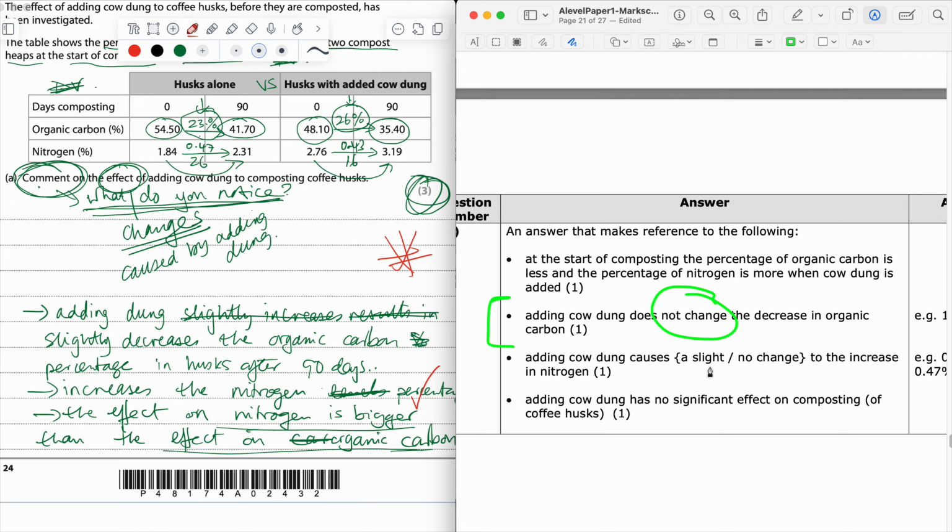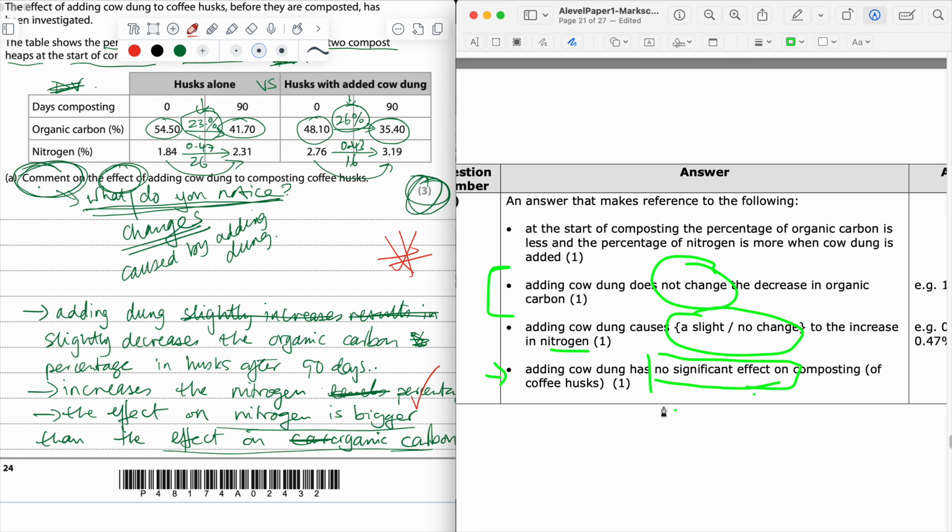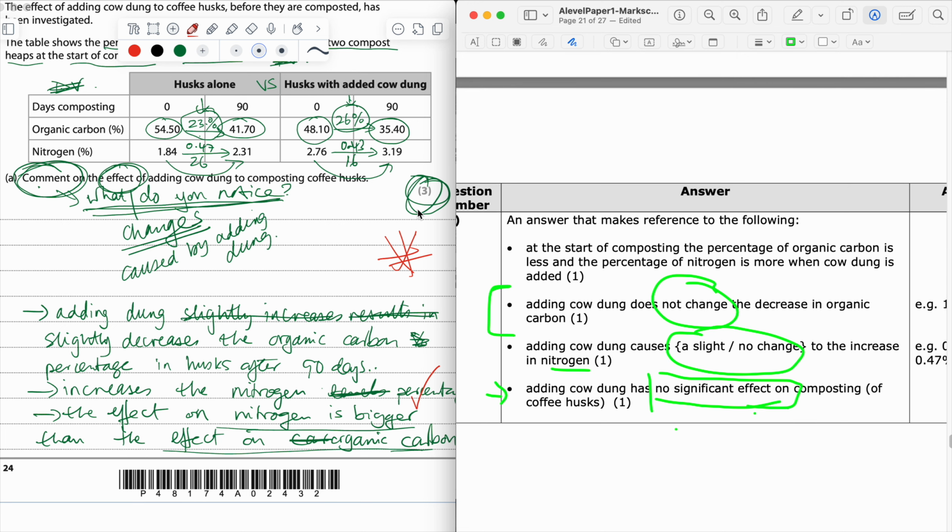Adding cow dung causes a slight or no change to the increase of nitrogen. So here they've gone with slight change. Okay. And here they've said no significant effect, which I don't know. Without error bars or things like that, I'm not sure that we're supposed to be saying that something's significant or not significant based on arbitrarily judging numbers to be small or big. I thought that was something we are not supposed to do. So, do not like that one. But I can see where they're coming from.